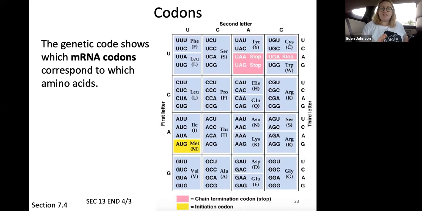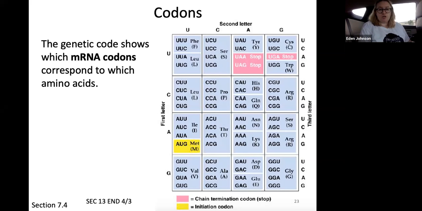It means that even if there is a mutation that causes UUG to be changed into CUG that encodes the same amino acid. So even though your DNA and then your mRNA changed, it's not going to change your amino acid sequence. That's a beautiful thing with the genetic code.